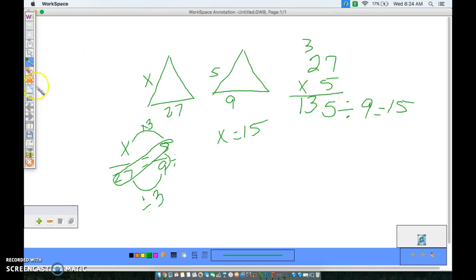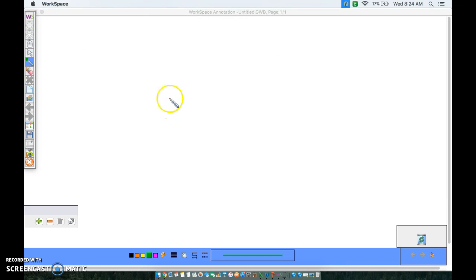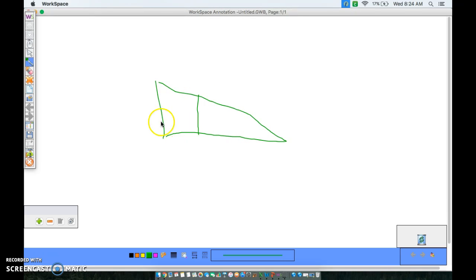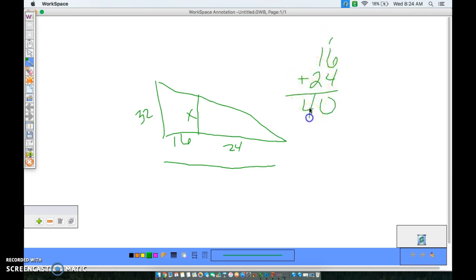Okay? All right. When you have a triangle within a triangle, a little shaky this morning from my coffee, sorry. 32, X, 16, and 24. You have to combine these two for this length. So 16 plus 24 is 40. So the whole thing is 40. So what you have is a ratio of 32 over 40 and a ratio of X over 24. Okay, so you can go ahead and simplify this down if you'd like, or you can cross multiply and divide.